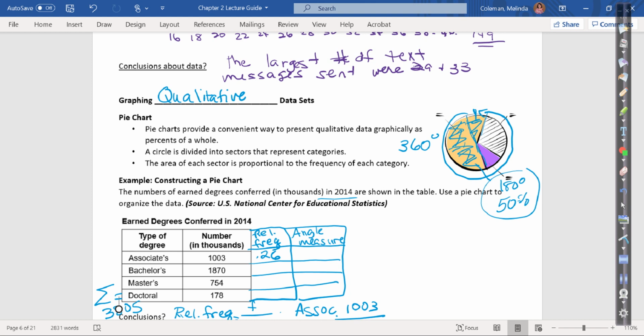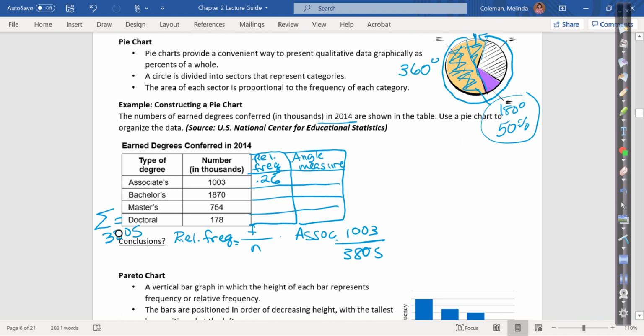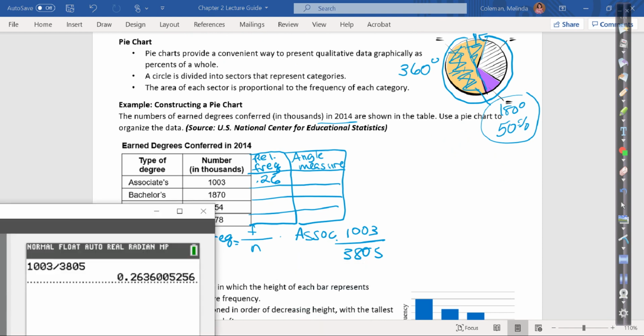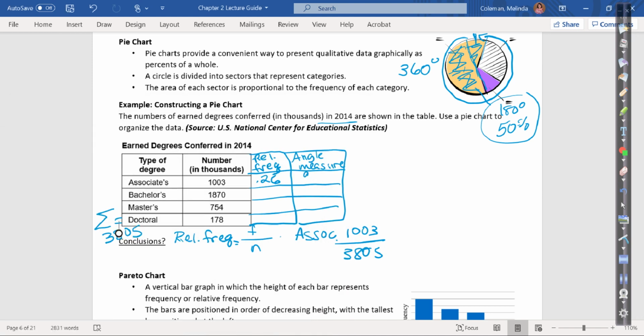So we have to look at it several ways. To find that angle measure, I'm going to take my relative frequency and I'm going to multiply it by 360. So I'll take the angle measure. I'm going to multiply it by 360 because this is the percent of the whole circle, and that'll be about 95 degrees. So the angle measure is at about 95 degrees.